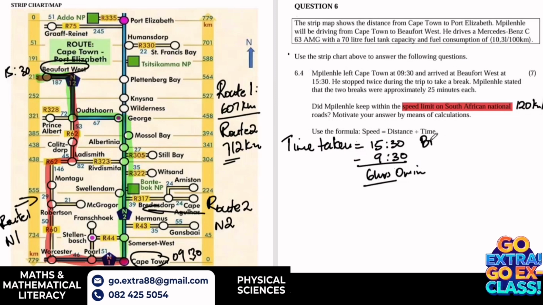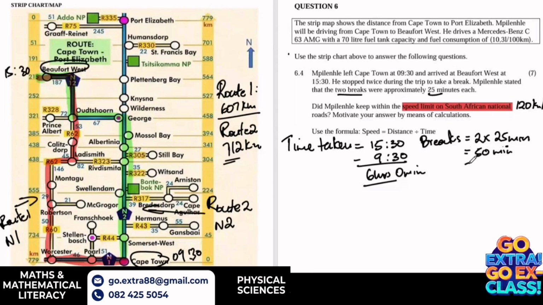Therefore, I'm going to write it here. For our breaks, he had 2 breaks that lasted 25 minutes each. So we're going to say 2 times 25 minutes. This gives us a total of 50 minutes. So the total of breaks is 50 minutes.